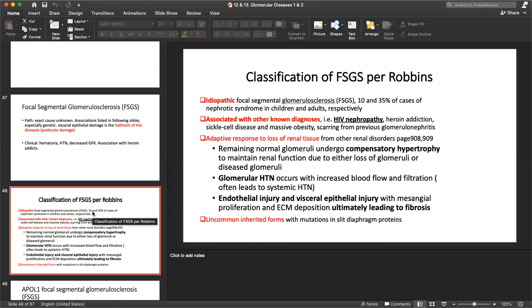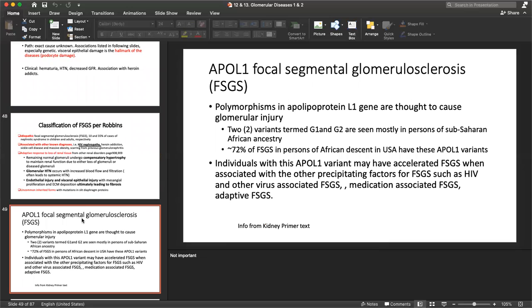According to Robbins, it can be idiopathic. It can be associated with things like HIV. So, heroin addicts, IV drug users, HIV. Sickle cell disease could be it, but I would say HIV more than anything. And then adaptive response is going to be compensatory, like getting larger, hypertension, and then injury leading to fibrosis. And then there are also some weird inherited forms.